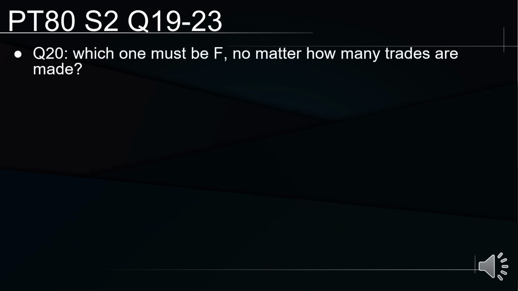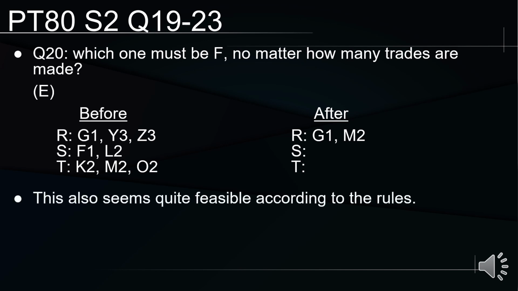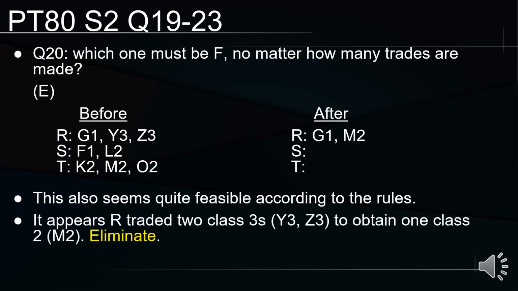So moving on to E. As always, we have our before from the intro paragraph, and now the after that they suggest is that R has G and M. This also seems quite feasible according to the rules. It appears that R traded 2 class 3s, Y and Z, to obtain one class 2, which is M. This is of course allowed by rule number 3, so we eliminate this answer because it is possible.